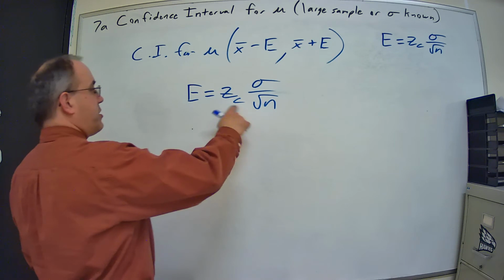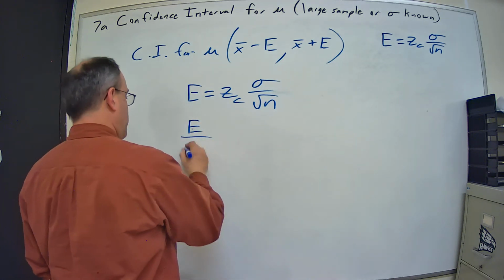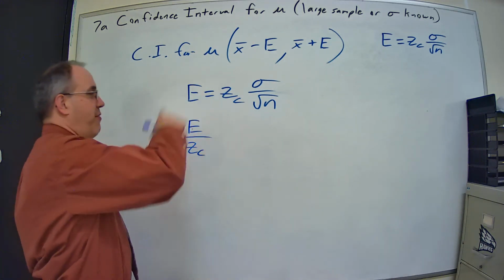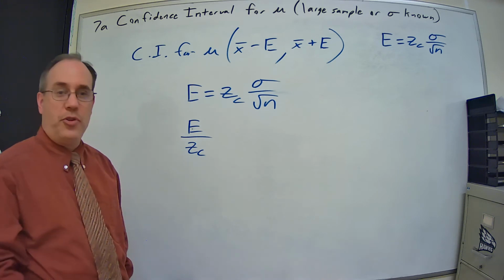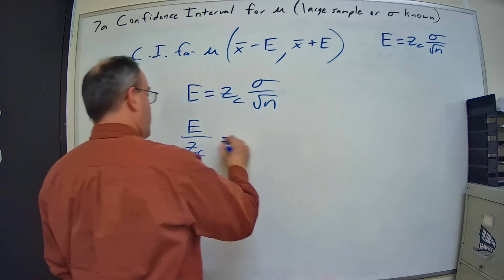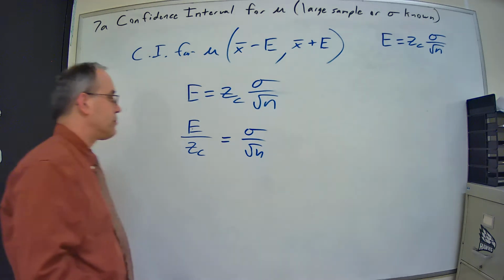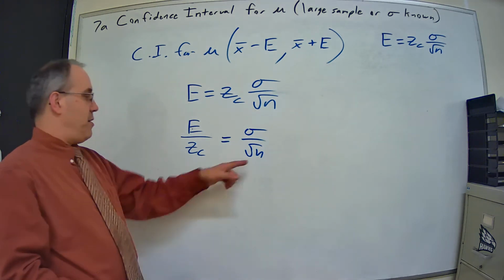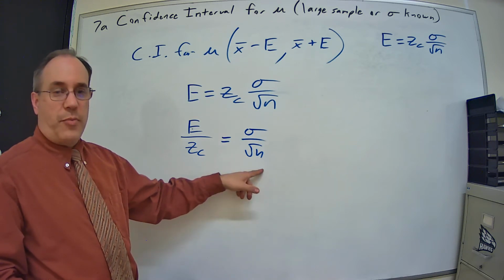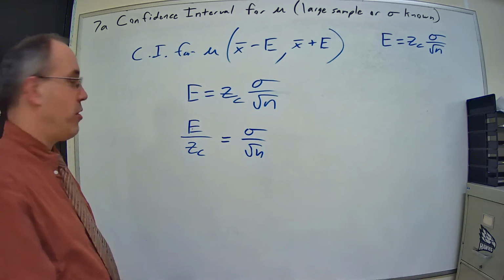So first thing I'm going to do is divide both sides by Z sub C, and no, you don't have to be able to do this algebraic manipulation yourself. We will come out with a final formula, and you'll be able to use that formula. So E divided by Z sub C is equal to sigma over the square root of n. Well, I want to get n by itself. Being in the denominator when you're trying to get something by itself is never a good thing, so let's multiply both sides by the square root of n.